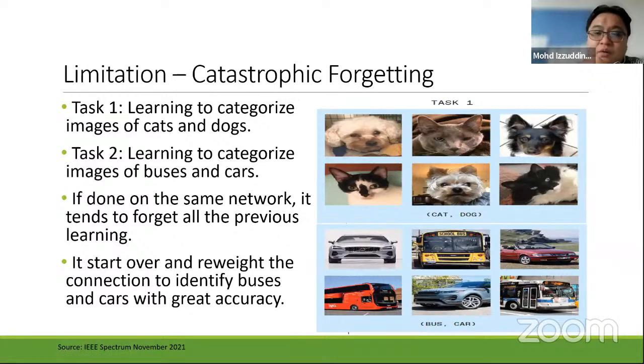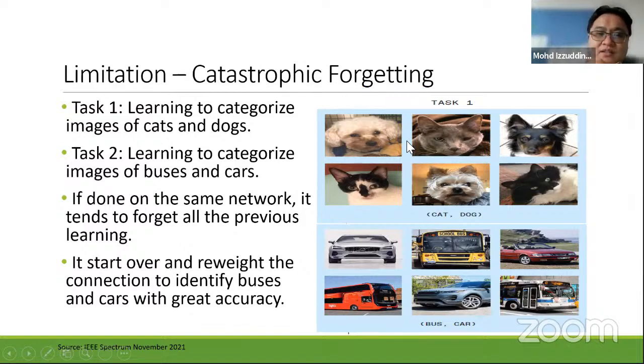So those were our two projects that I think are worth mentioning. Now, this particular deep learning is not without limitation. One of the most problematic things about it is what we call the catastrophic forgetting phenomenon.